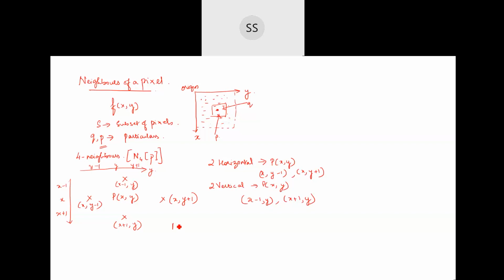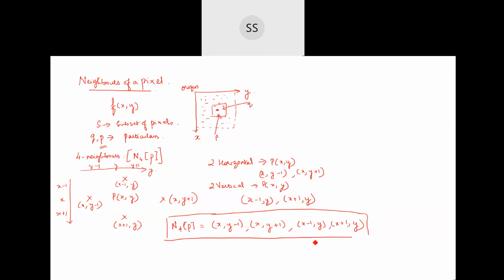So in short, I can say that the four neighbors of my pixel P are at positions x comma y minus 1, x comma y plus 1, and the vertical neighbors x minus 1 comma y and x plus 1 comma y. This is what you have to remember: the four neighbors of your pixel with respect to P.